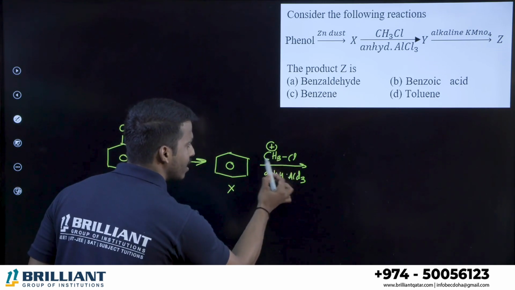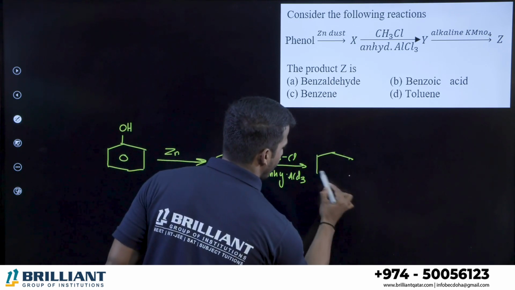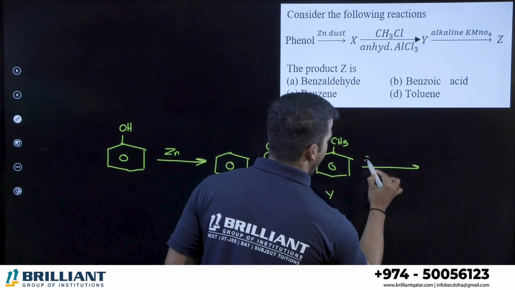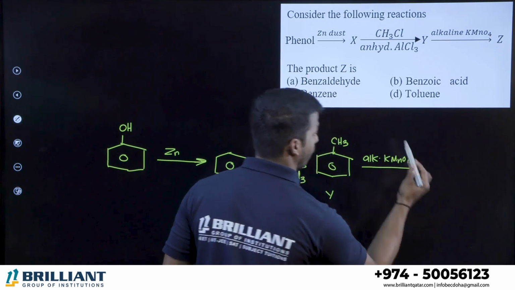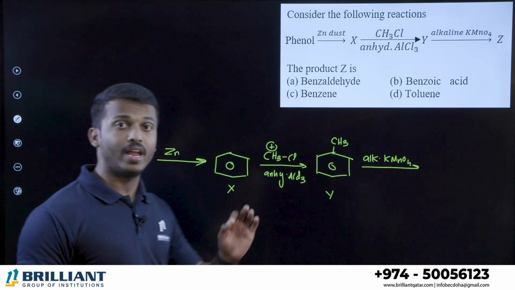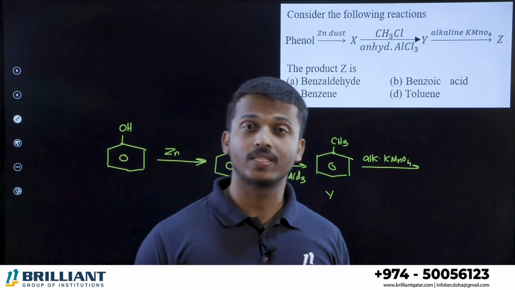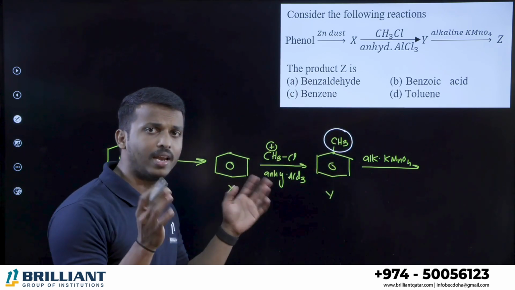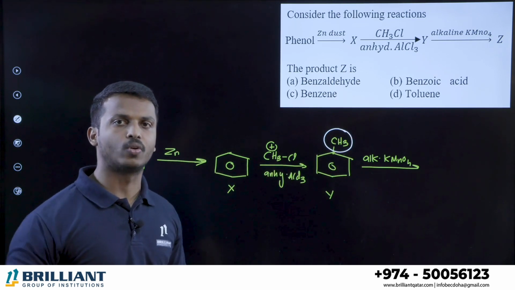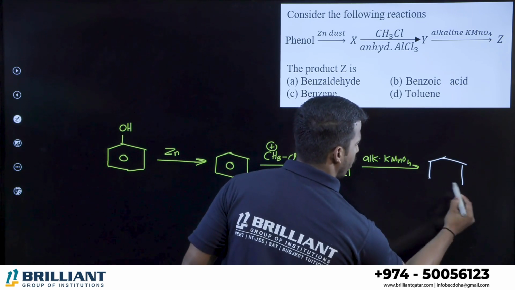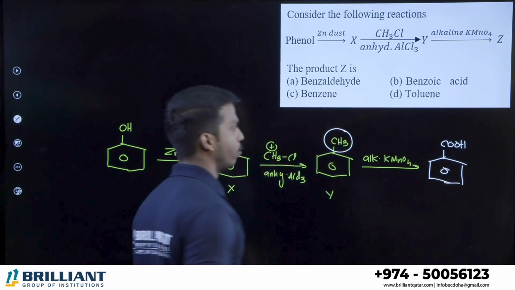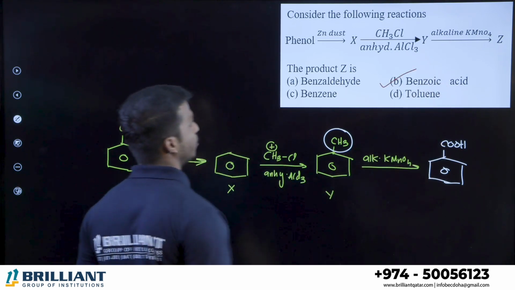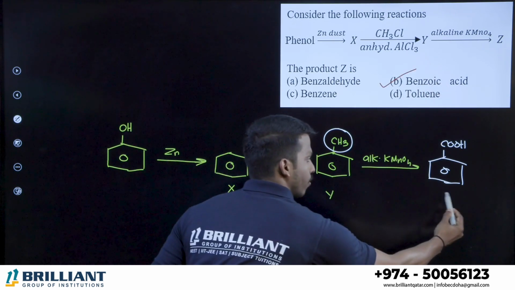What is this reaction? Addition of a haloalkane in presence of anhydrous AlCl3 is Friedel-Crafts alkylation. What is the upcoming electrophile? CH3 plus. Add into the benzene ring, you will get benzene with the CH3. We will call it toluene. That is compound Y. This is treated with alkaline KMnO4. Dear all, alkaline KMnO4 is a very strong oxidizing agent. It will convert whatever alkyl group is on the benzene ring directly to carboxylic acid. So with alkaline KMnO4, CH3 is converted to COOH. What is benzene with the acid called? Benzoic acid. So benzoic acid, option B, is the final product Z.